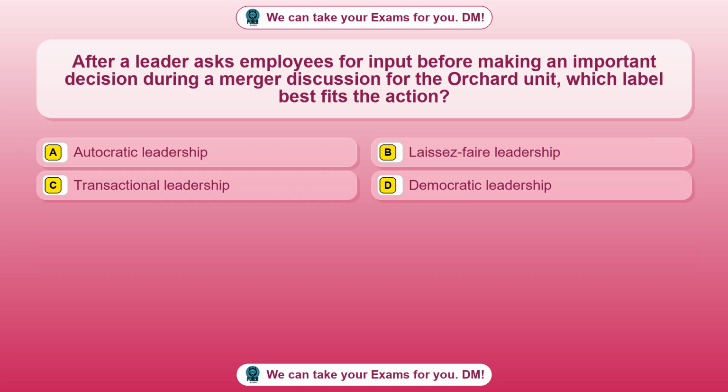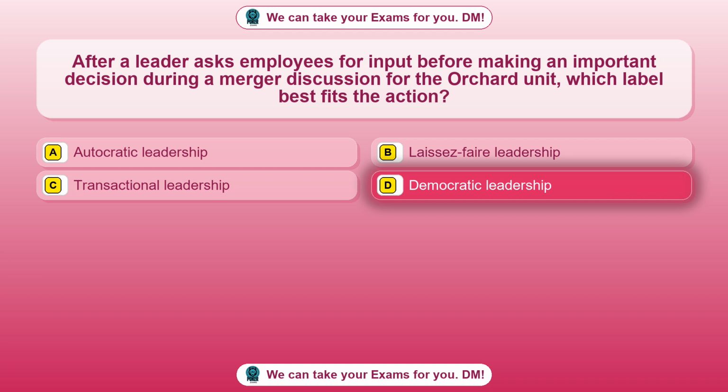Question 80. After a leader asks employees for input before making an important decision during a merger discussion for the Orchard unit, which label best fits the action? Option A, autocratic leadership. Option B, laissez-faire leadership. Option C, transactional leadership. Option D, democratic leadership. The correct answer is option D, democratic leadership.